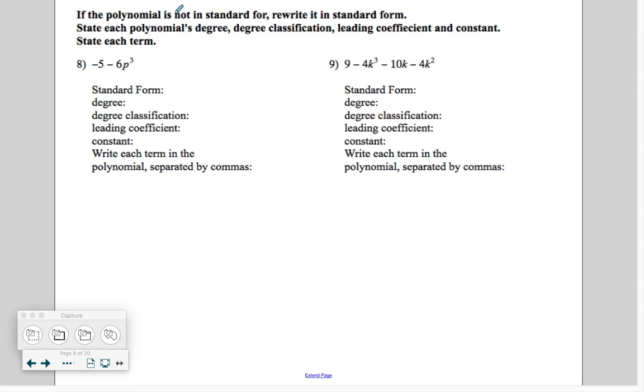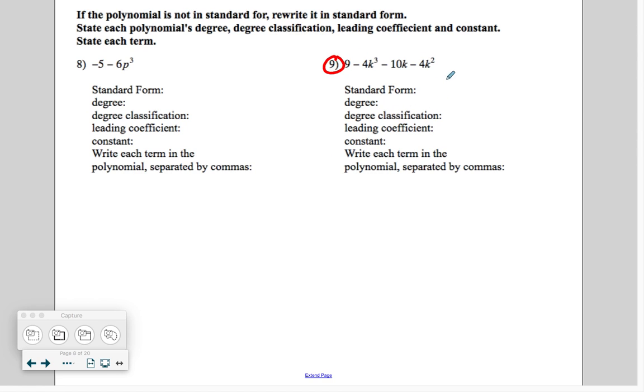So here, if the polynomial is not in standard form, rewrite it in standard form. Remember, with the highest degree first. The exponents go in descending order. State the polynomial's degree, degree classification, leading coefficient, and constant. So this is the same thing, except we need to put it in the standard form first. So keep working on the odds here.